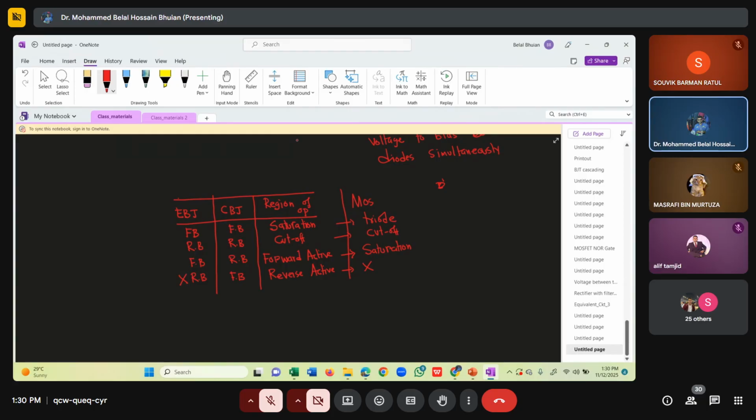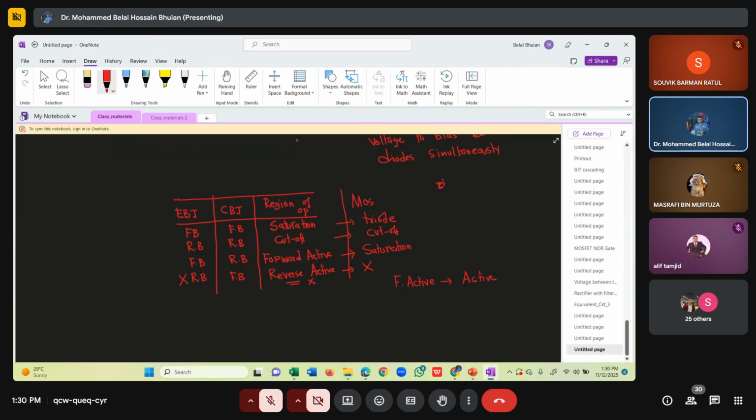So from now on, whenever I say the forward active, instead of saying forward active, I'm just going to say active. If I say active, it really means forward active, not the reverse active, because it doesn't have any action.